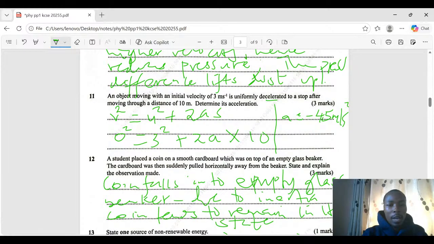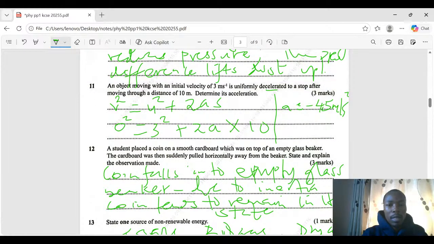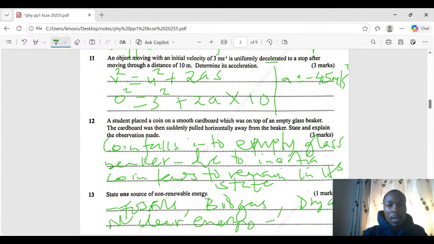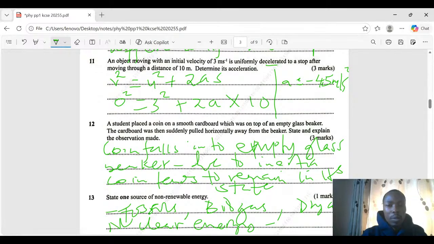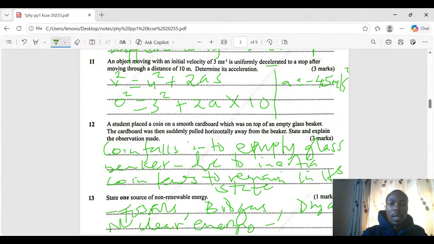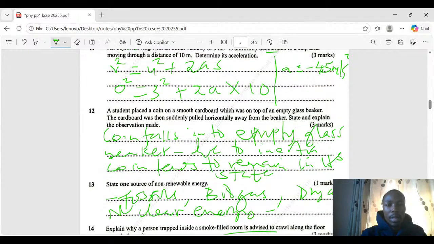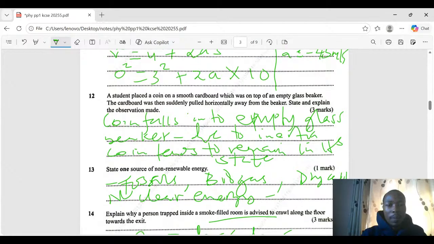Then we have number 11: an object moving with an initial velocity of 3 meters per second is uniformly decelerated to a stop after moving through a distance of 10 meters. You are supposed to determine the acceleration. So use the equation v squared equals u squared plus 2as. You substitute v as 0, u as 3, 2 times acceleration times displacement, which is 10. Then when you solve, you come out with an acceleration of negative 0.45 meters per second squared.